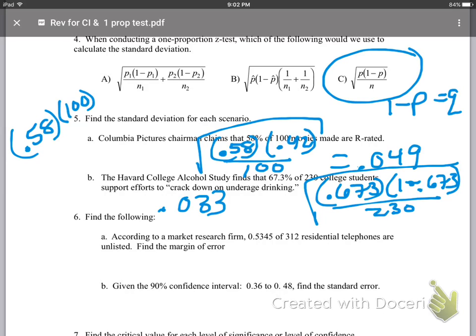Okay, let's go to number 6. According to Fisherman's Market, residential phones are on the list to find the margin of error. All right, so hopefully you remember that this is my upper bound and this is my lower bound. This is 0.53.